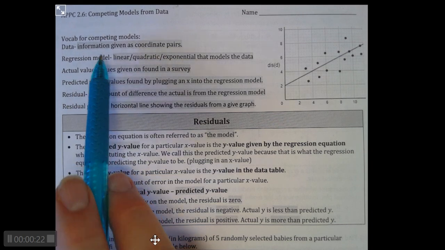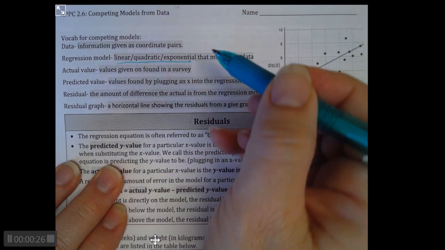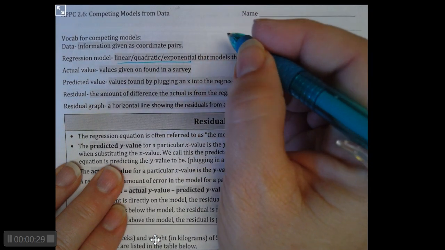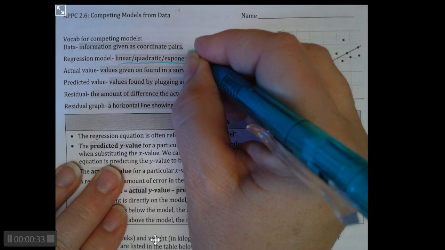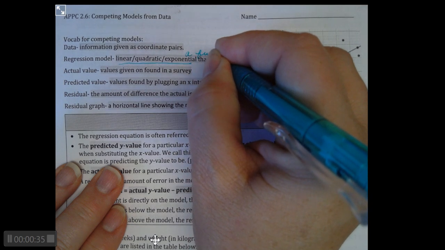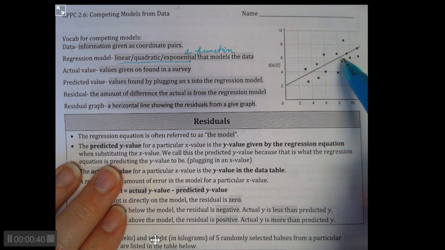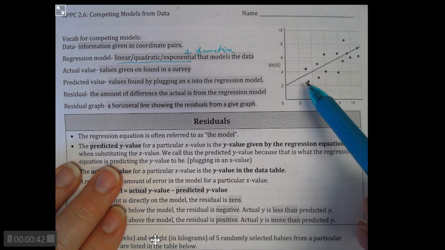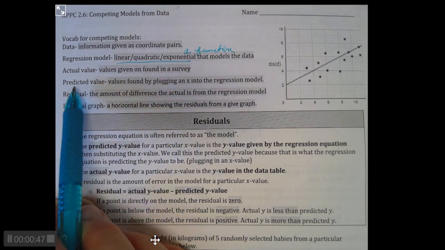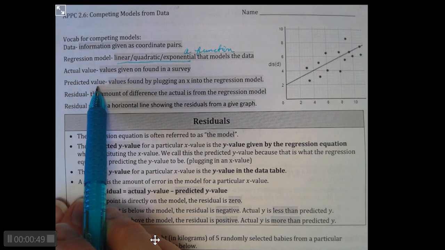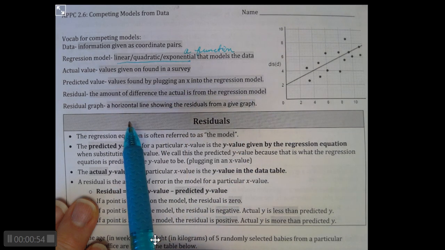And when it talks about regression models, these are all the ones that we're talking about today, but this is any function that models the data. So this is a function that models the data, and this is an example of a regression, a linear regression model. Okay, so actual values, data that you collect, that's what the actual value is. Predicted is when you have a regression model and you plug the X in and you get a Y value.